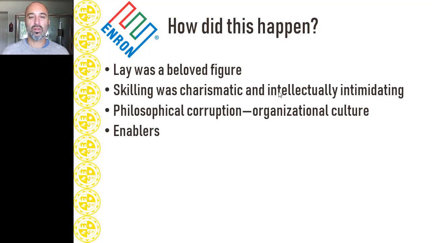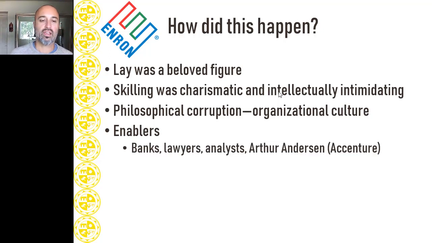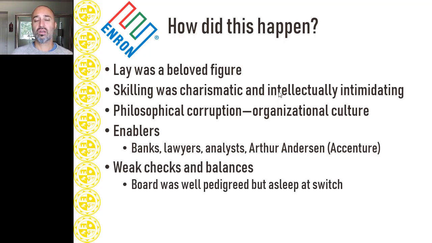There are a number of enablers: the banks that they operated with, the lawyers, the analysts. Arthur Andersen, which is now Accenture, was implicated in a lot of these really shady accounting practices. So it wasn't just Enron, it was the people around them. Again, very weak checks and balances in the system.